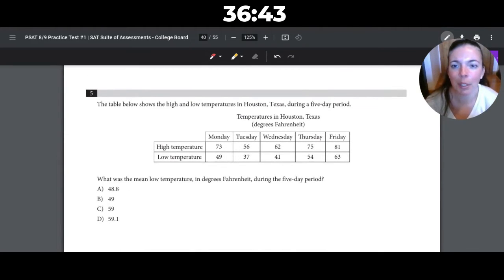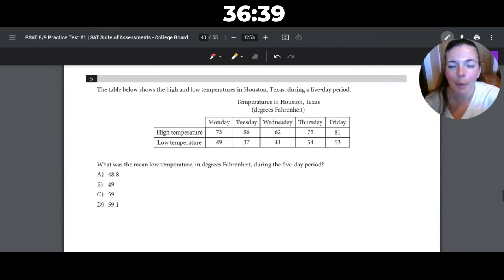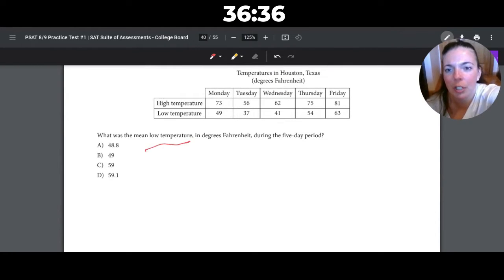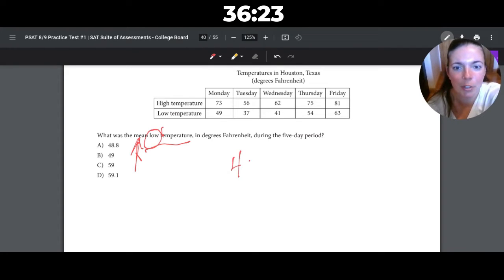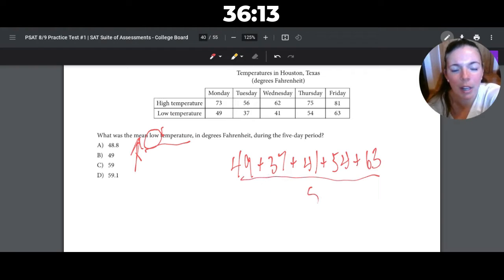Okay, number 5. The table below shows the high and low temperatures in Houston, Texas during a 5-day period. What was the mean low temperature in degrees Fahrenheit during the 5-day period? So mean, that is our average. So we need to take our low temperatures. Oops, I almost made a silly mistake there. Look for low. So our low temperatures, 49 plus 37 plus 41 plus 54 plus 63. So add those 5 up and divide by 5, since it's 5 days.